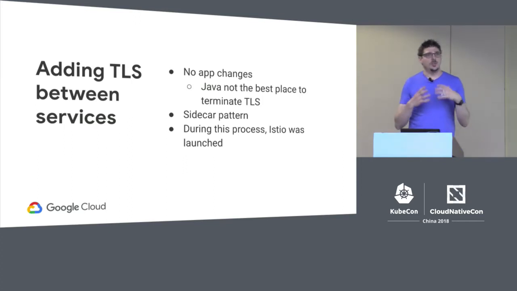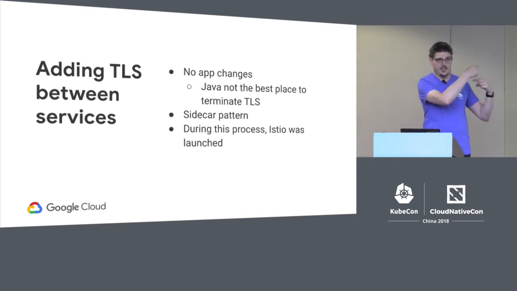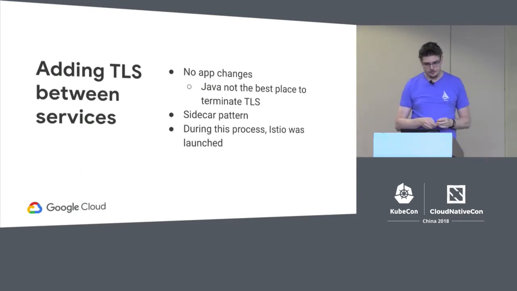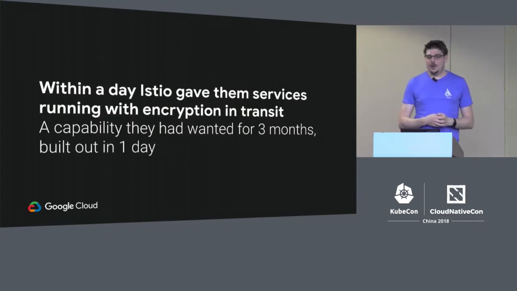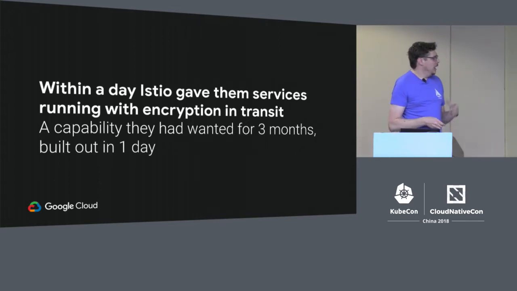They were great. This will give us not only TLS and encryption, but it will give us mutual TLS, where we can validate the identity of both ends. And within one day, they were able to get something that they'd wanted for 3 months by installing Istio in their test environment. It was great. Most of that work was done by 2 guys between Christmas and New Year's.